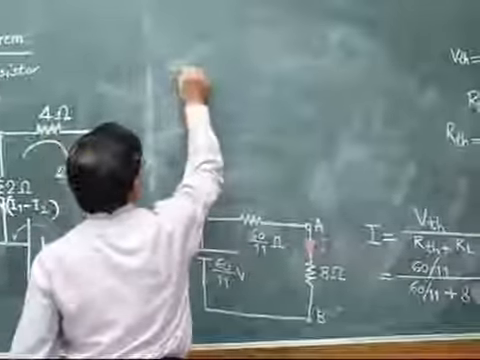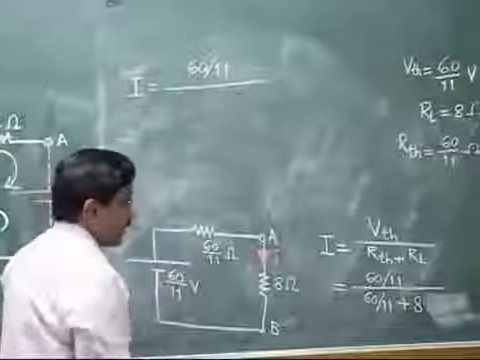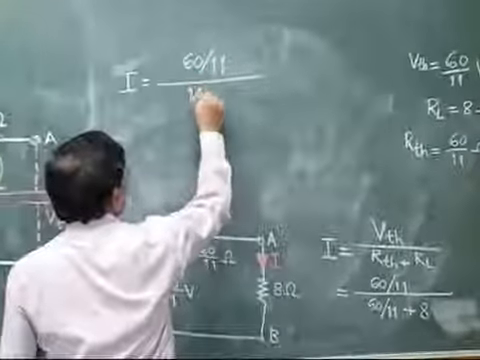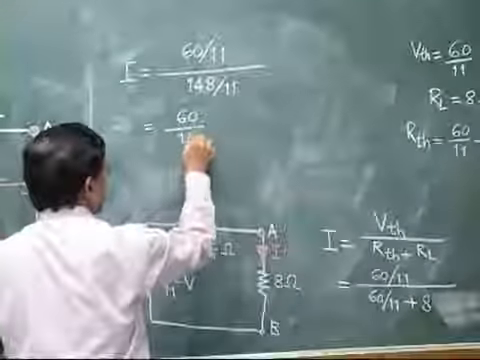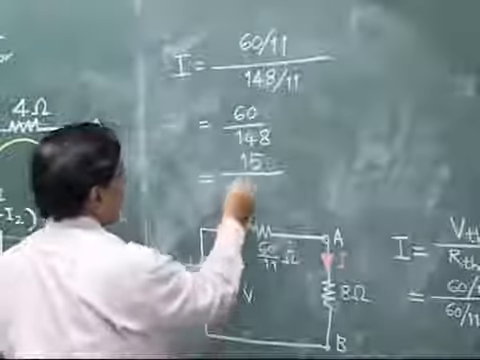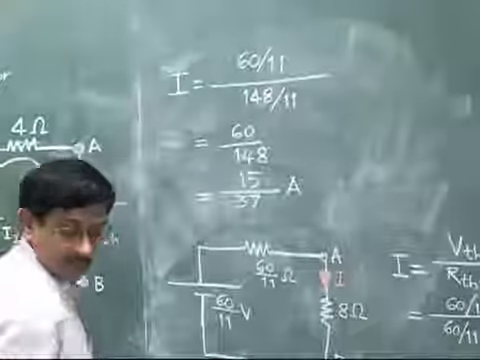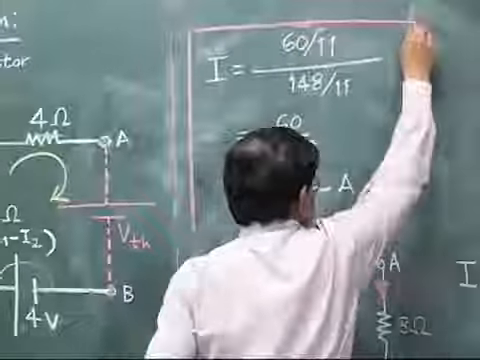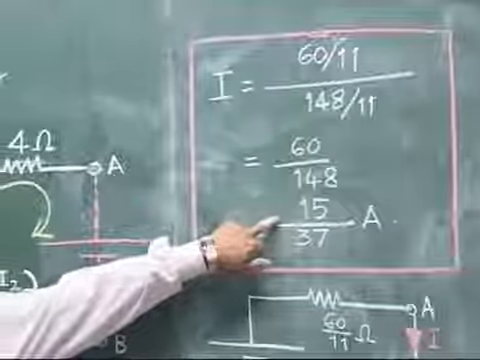So I must be equal to 60 by 11. In the denominator what we will get? 148 by 11. So finally it is 60 by 148. If we divide further by 4, numerator will be 15, denominator will be 37. Okay, so this is the final answer. So this is the final answer for the given problem.